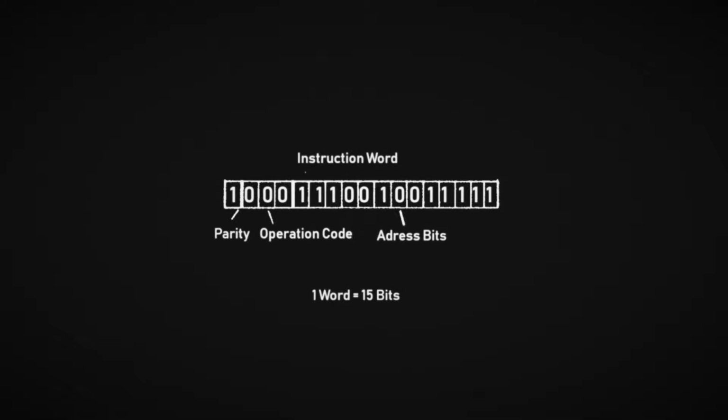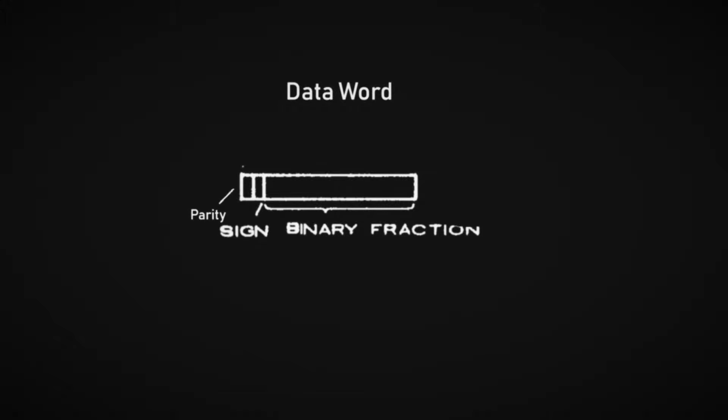Basically, there are 2 different kinds of words: instruction and data words. An instruction word is divided into 3 parts: the parity bit, the operation code, or short opcode, and the address bits. The 3-bit operation code shows which of the instructions is to be used. The address bits point to a memory location, which we will explain later in detail. The data word also has a parity bit, while the other 15 bits are used to represent a value. The sign of the value is also indicated in a separate bit, using a so-called ones complement representation.